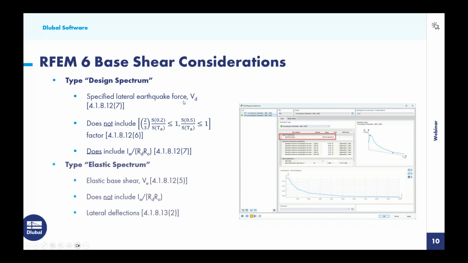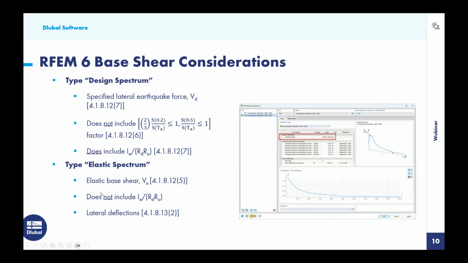If you also remember, I had mentioned there is the elastic spectrum type that we haven't seen so far, but that is the additional option within the drop-down. This is going to give us the elastic base shear, V sub E from 4.1.8.12.5. So it includes no factors at all, including that I sub E over RD times RO.